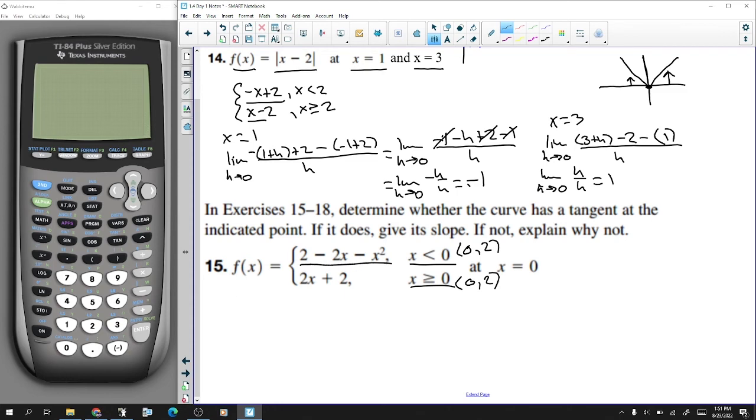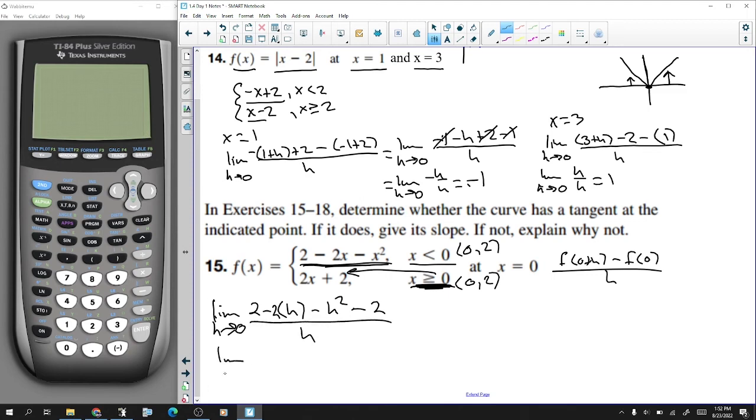So let's do the top piece. We have the limit as h approaches 0 of 2 minus (0 plus h), 2 times 0 plus h, minus (0 plus h) squared. And we're going to subtract f of 0. Because we're subtracting, f of 0 is actually down here, so minus 2, since we're doing f of 0 plus h minus f of 0 over h. The f of 0 is actually down here, even though we're doing this one right here. All over h. Limit as h approaches 0 of 2 minus, actually, don't let that go away. That'll cancel out with that one. So we get negative 2h minus h squared over h. We can factor out an h. Limit as h approaches 0 of negative 2 minus h. And so the slope is negative 2 for the top one.